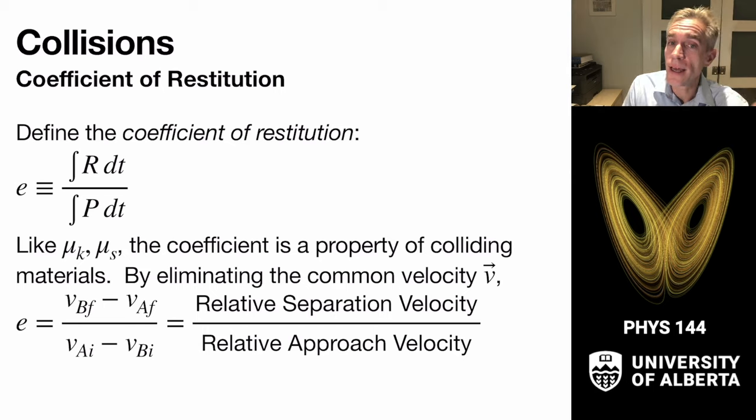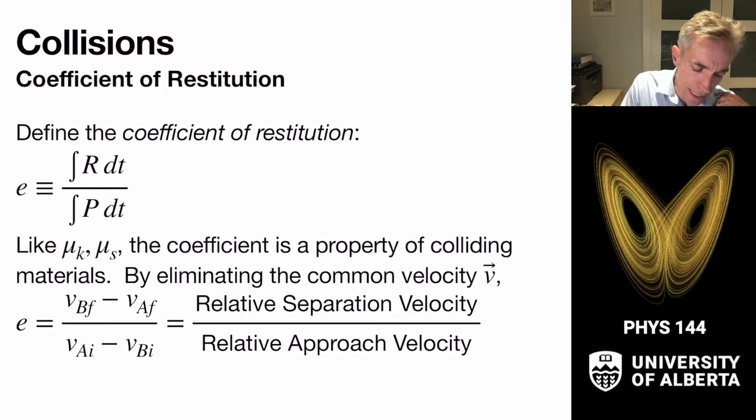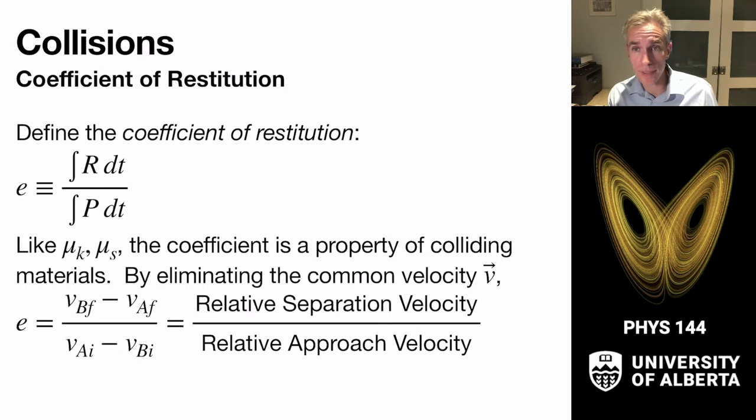So what we're going to do is define the coefficient of restitution. The coefficient of restitution is defined as the integral of the restitution force impulse over the integral of the compression force turned into an impulse. So it's this ratio of these two impulses here. And the key insight, which harkens all the way back to Newton, is that like the coefficients of static friction and kinetic friction, the coefficient of restitution is largely a property of the materials involved in the collision, and one can write down and adopt a constant coefficient of restitution for certain collisions.